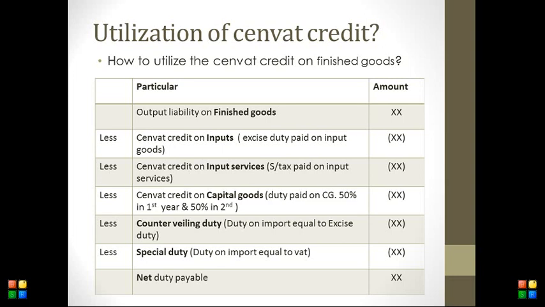50% in the first year and 50% in the second year. Countervailing duty, that is duty on import equal to excise duty, and special duty, that is duty on import equal to VAT. So if you check, the output liability is there, less all this Cenvat credit available to the manufacturer on the inputs, the capital goods and input services. So this will be deducted and the remaining is the net duty payable. This is in the case of goods or finished goods.